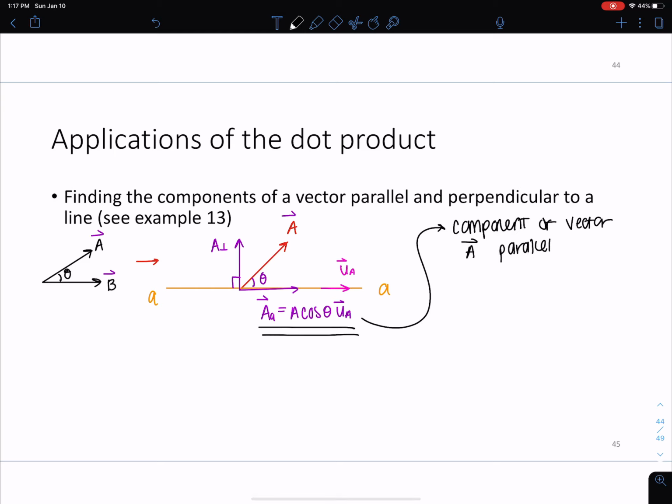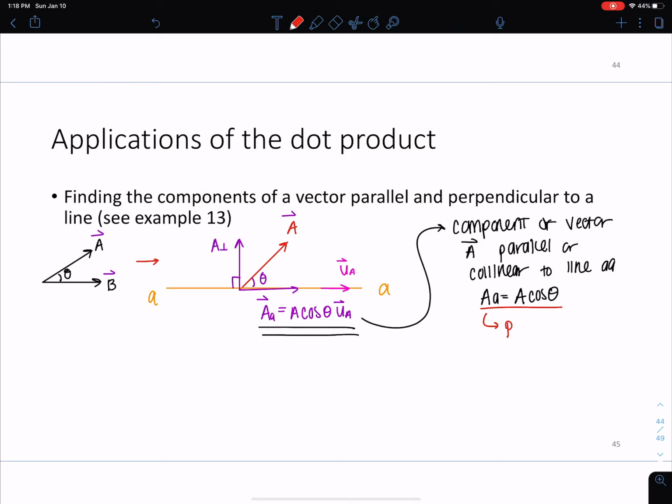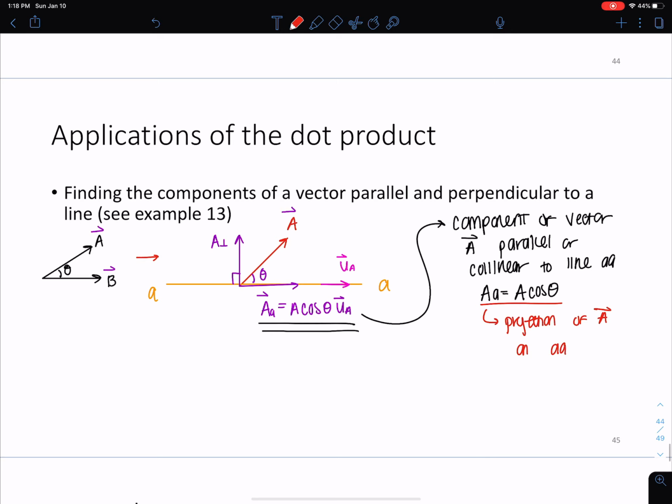parallel, which means acts parallel, or collinear, which means it acts on top of it, to line AA, is defined by this A sub A equals A cosine theta. Okay, so the magnitude is defined by A cosine theta. So let's forget that unit vector for a second. We sometimes call this the projection of A on AA, or I haven't put the dash, so I'll just leave it as line AA.